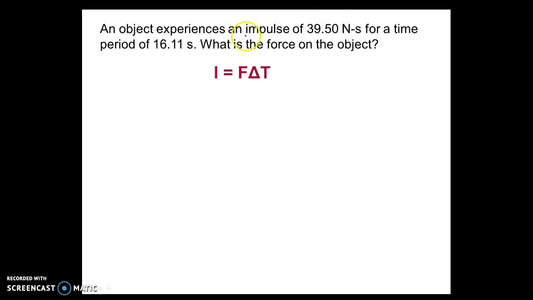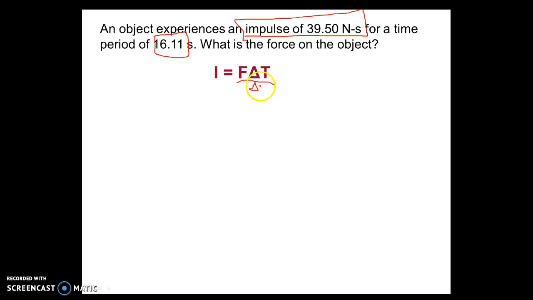This time it's giving you the impulse as an impulse of 39.5 newton seconds in 16.11 seconds. So they're telling you the impulse but not force. They want you to solve for it. So you are going to have to get force all by itself.